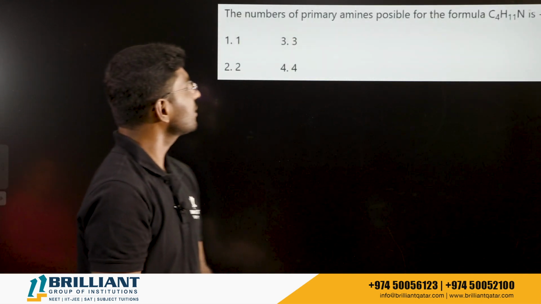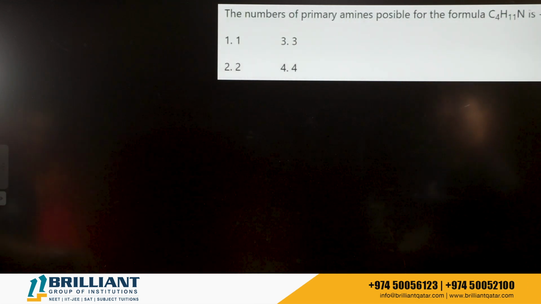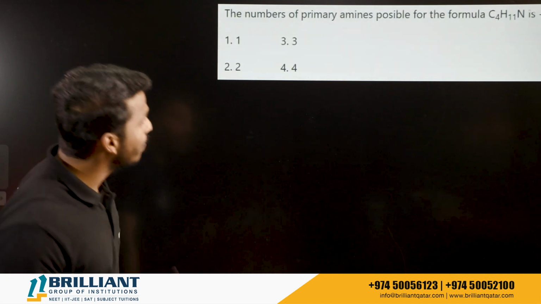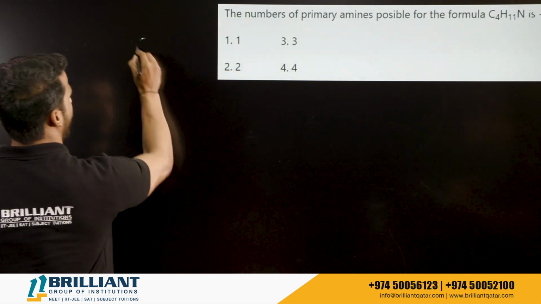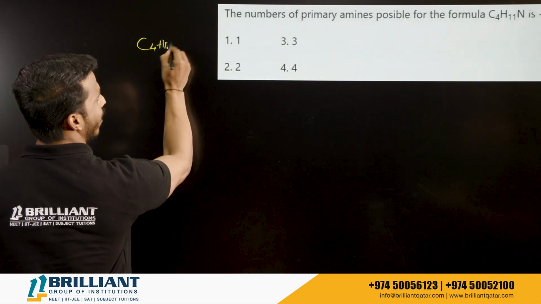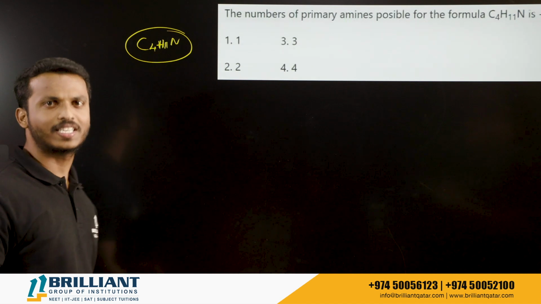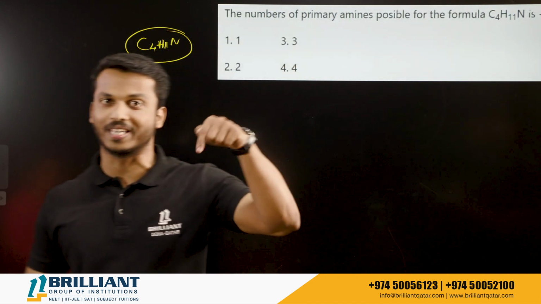Look at the next question. This question is again a chemistry question, so I am inviting the chemistry teacher. Yes, dear all, let's go to the next question. The number of primary amines possible for the given formula C4H11N. It's an amine. So the question is, how many primary amines are possible for this formula?